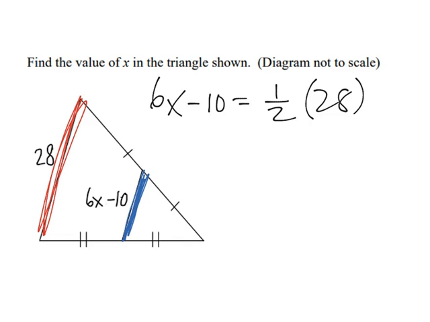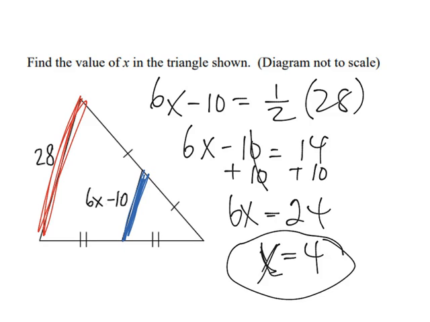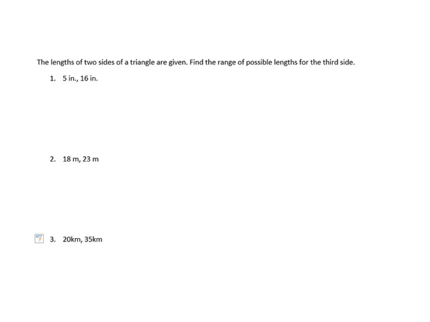So setting up this equation will look something like this. And then it just becomes about simplifying. So 6x minus 10 is equal to 14. Okay, just go ahead and solve for x now. x equals 4. Okay? And that's how you would do that.